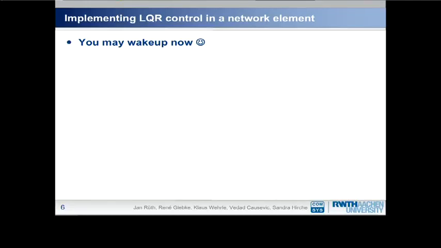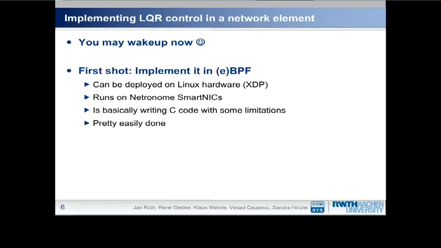And now is the part, if you didn't like control, you may wake up because now the networking part comes in. So in the first shot, we implemented this controller in BPF. If you don't know BPF, that's this Linux in-kernel virtual machine. So we can deploy it on Linux switches. And that's nice. We also have a Netronome SmartNIC where this runs. And it's basically writing C code. So a matrix multiplication in C isn't really hard. So it can pretty easily be done.